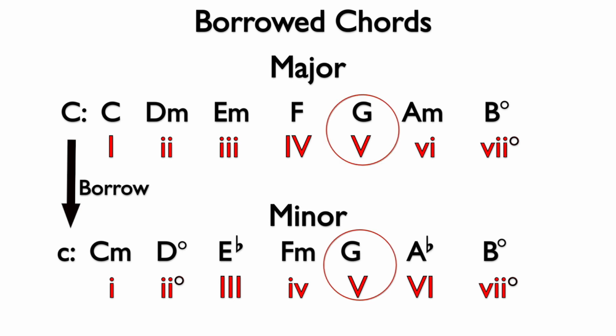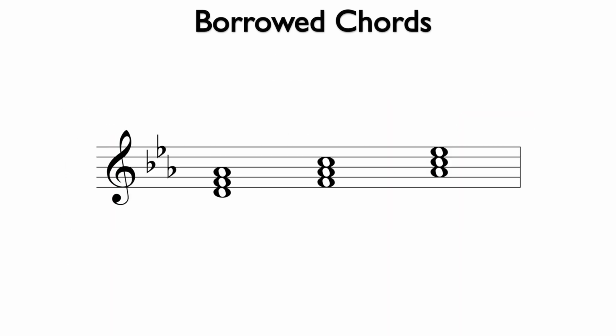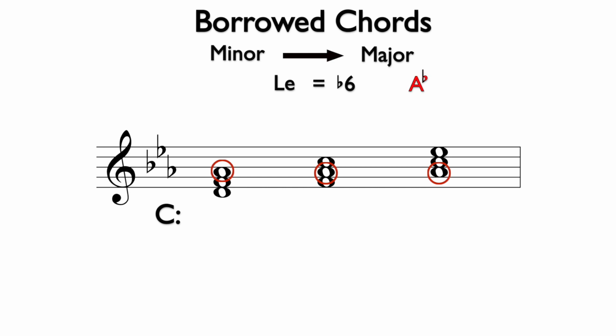The typical 5 and 7 diminished chords are the same in both major and minor, so we won't be concerned with these chords when borrowing. The chords that are most often borrowed from a minor key into a major key include le in solfege. In other words, the flat 6 of the minor scale. In the key of C, this is A flat. The 2 diminished, minor 4, and major 6 all incorporate this note.